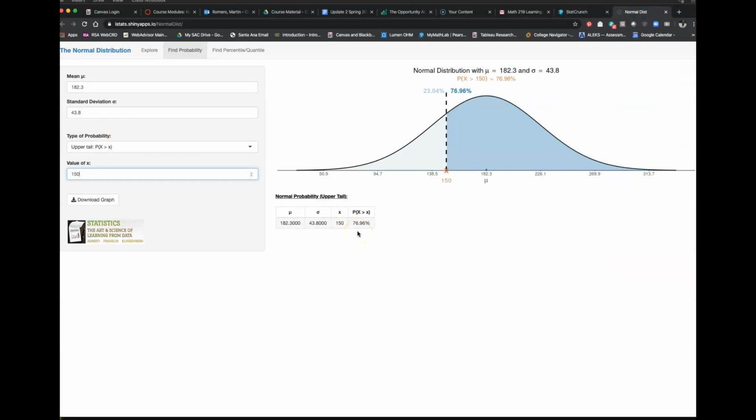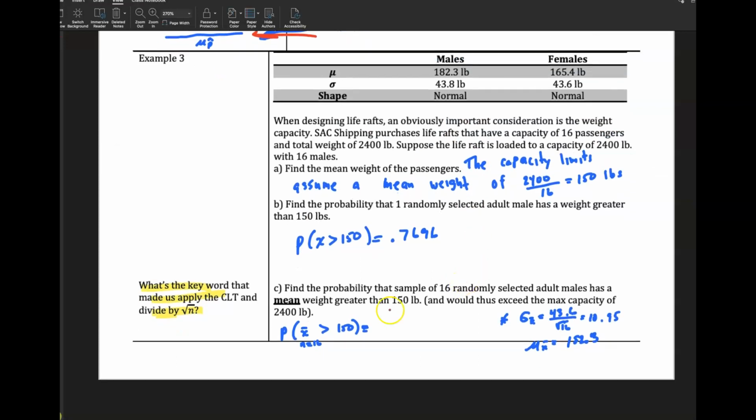And so the assumptions of a capacity of 16 people, 2,400 pounds, seems maybe a little off because the likelihood of just one person being more than 150 is a 77% chance. So something can be off there. Now let's look at the next question, where we apply the central limit theorem and have to come up with an adjusted standard deviation to do the calculation. Find the probability that a sample of 16 randomly selected adult males has a mean weight greater than 150.